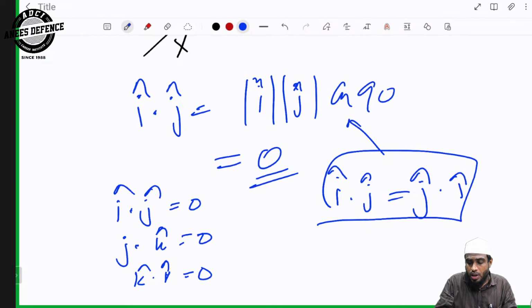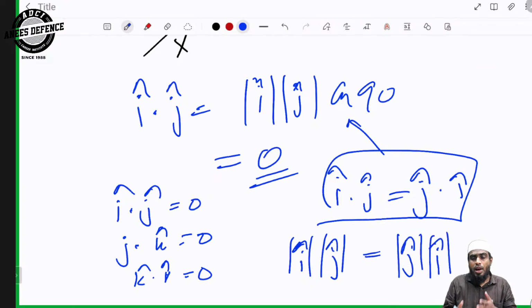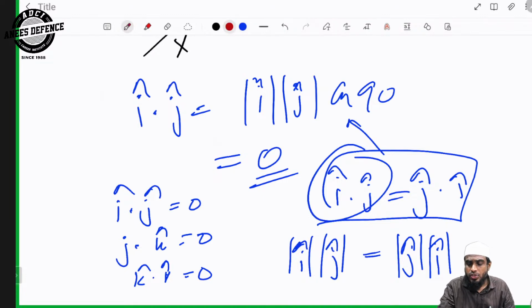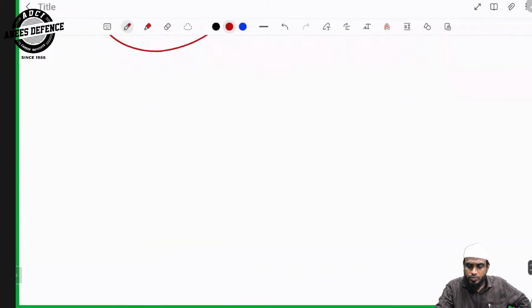Magnitude of i into magnitude of j is equal to magnitude of j into magnitude of i. So there is no difference. Therefore, i dot j and j dot i both mean the same. But the angle between i and j is 90 degrees. Therefore, the dot product will always be 0, because theta is 90 degrees.